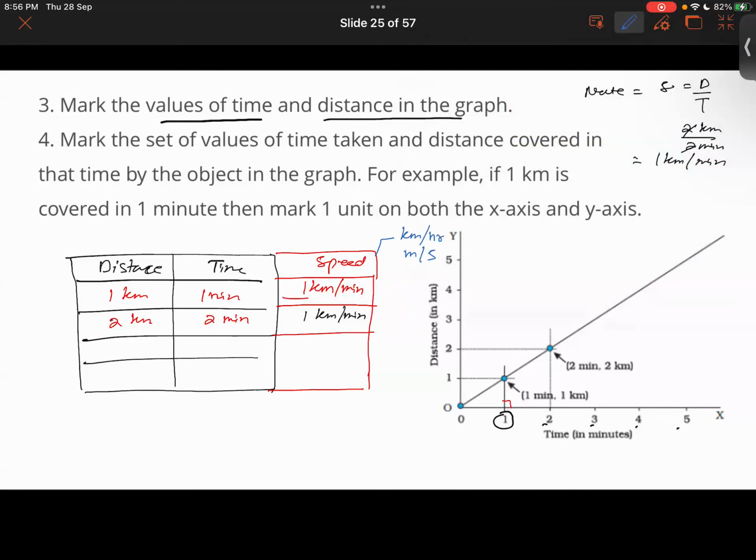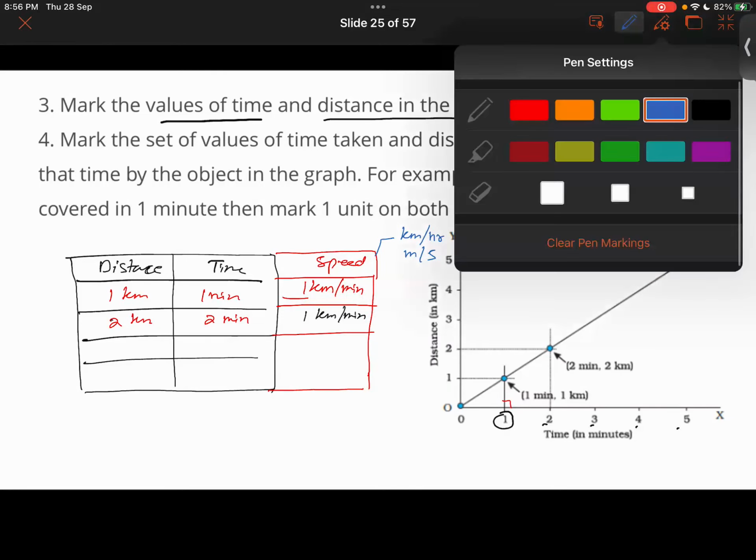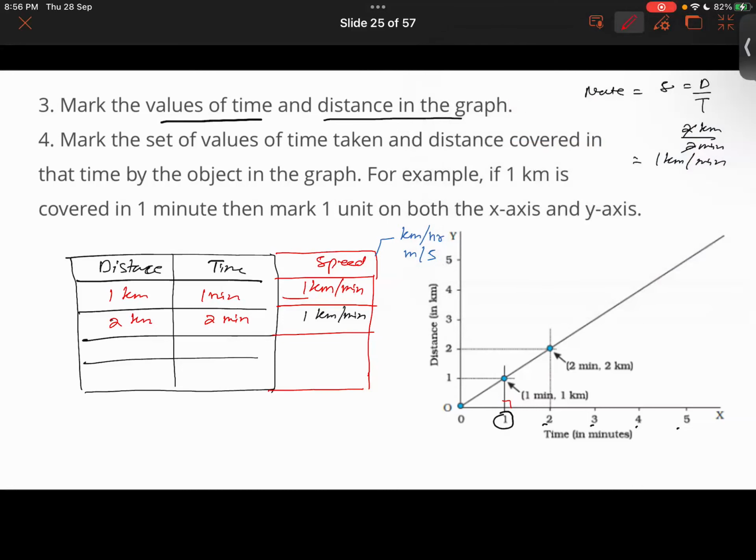Okay. So sir, how could it be 2 kilometers? It should be 2 kilometers per 2 minutes, right? Look here. Speed equals distance upon time. 2 kilometer upon 2 minutes. 2 and 2 are getting cancelled here now. So one is remaining here and one is remaining here also. So it's 1 kilometer per 1 minute now.